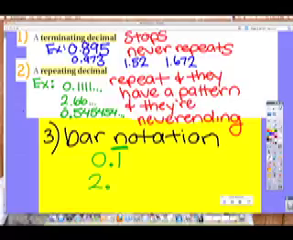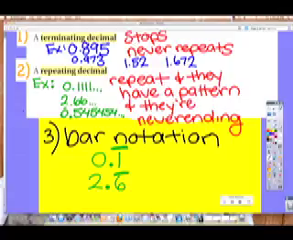Okay, Brandon, you still with us? Brandon, can I put you on the spot? Can you help us with this one? Do you know how to write 0.545454 with bar notation? What are you thinking? Where would the bar go? Definitely on the 4. Guys, does it need to go on anything else? Yes. What else? The 5.